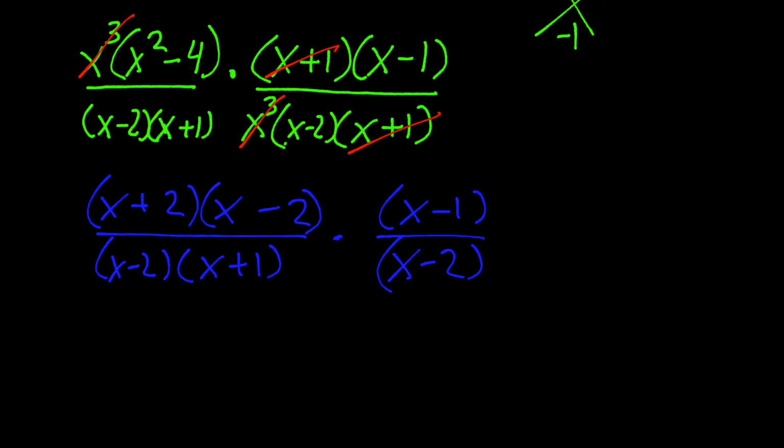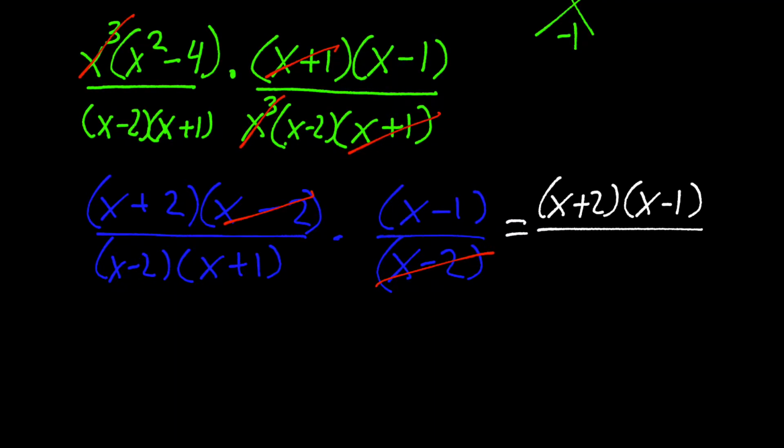So what can I cancel? I have an x minus 2 up top and an x minus 2 on the bottom. Those are gone. I have an x plus 2 and an x minus 2. That's not going to cancel. I have an x minus 1 and an x plus 1. Those aren't going to cancel. So our final answer is going to be x plus 2 times x minus 1 all over x minus 2 times x plus 1. And we are done.